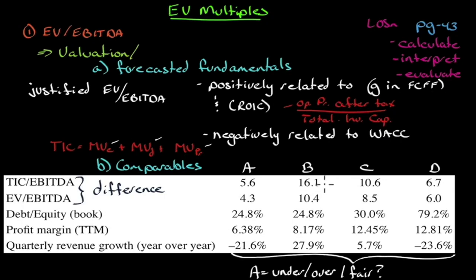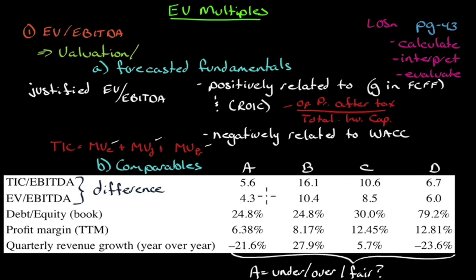Look at B. 16.1 to 10.4. So right away we can see just the difference between these. B's sitting on some cash. Whereas we look at D, 6.7 to 6. D's not as cash heavy. 10.6 to 8.5 and 5.6 to 4.3. It kind of looks like A and C are kind of equal in the amount of cash they're sitting on, but B looks very cash heavy.